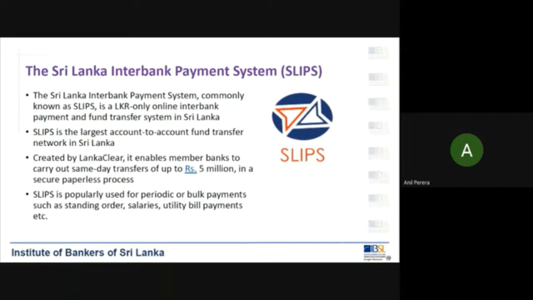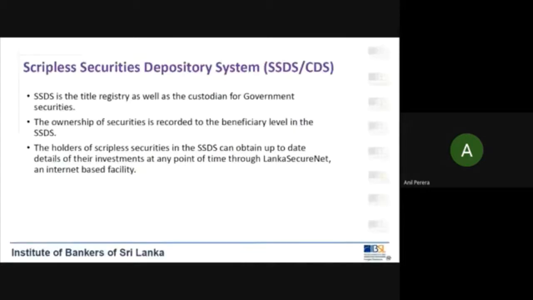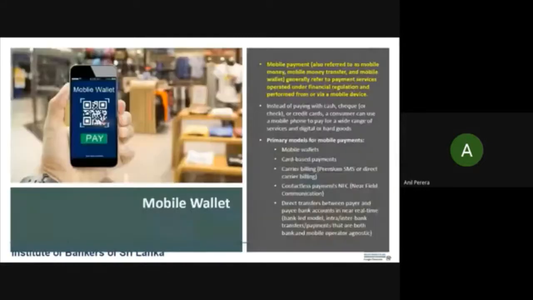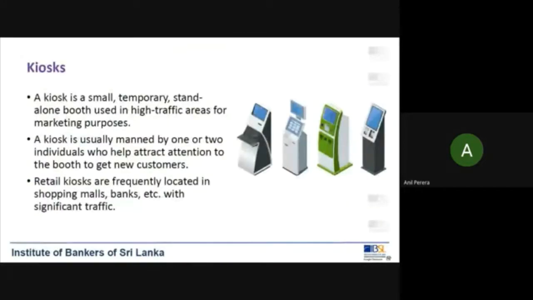Then the next question, pay and go machines. Pay and go machines are called kiosks. I think we have a slide on that. What is a kiosk? It's a small temporary standalone booth used in high traffic areas for purposes of transactions and marketing. Now, even in a bank, you can observe these small internet-enabled, digital and user-friendly booths, right?